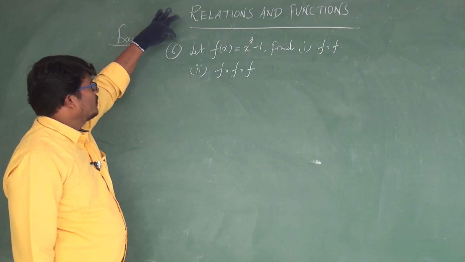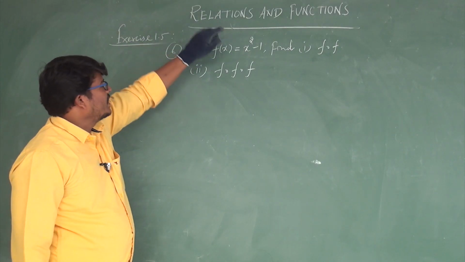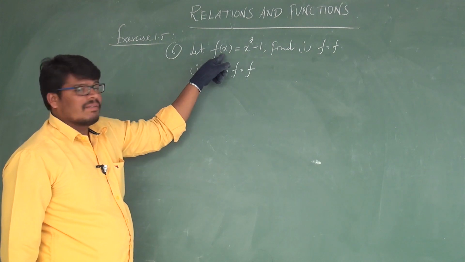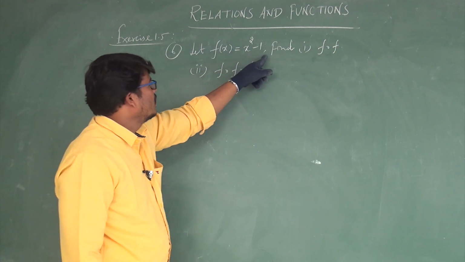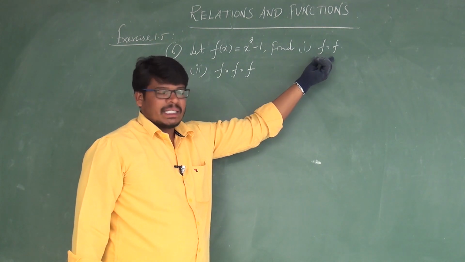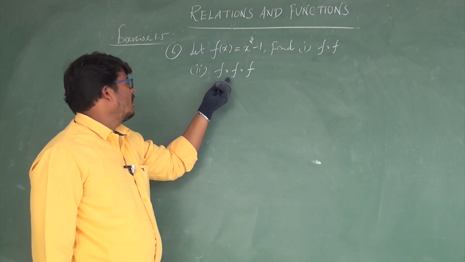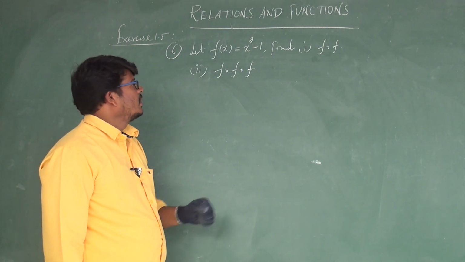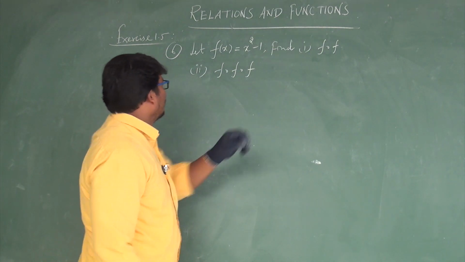The next problem, 6.1. Let f of x equal to x square minus 1. Find, first one is f dot of f. Now find f dot of f.